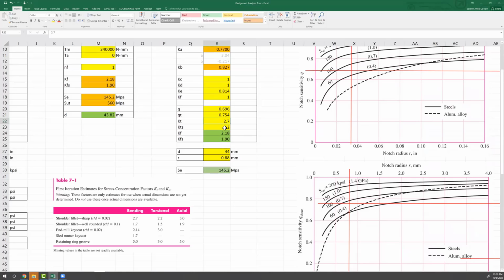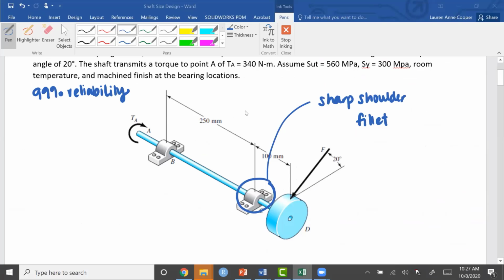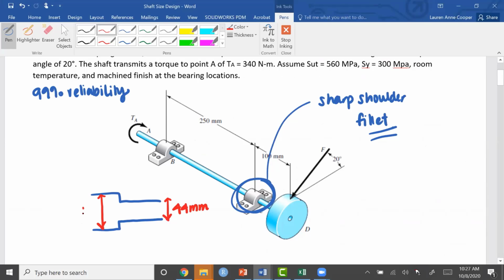and we didn't update them because we don't actually have any information about the rest of the geometry of the shaft. In other words, we know we have a sharp shoulder fillet, but if we drew a zoomed in picture of our sharp shoulder fillet, we said that this d is 44 millimeters, but nowhere are we given this bigger D.